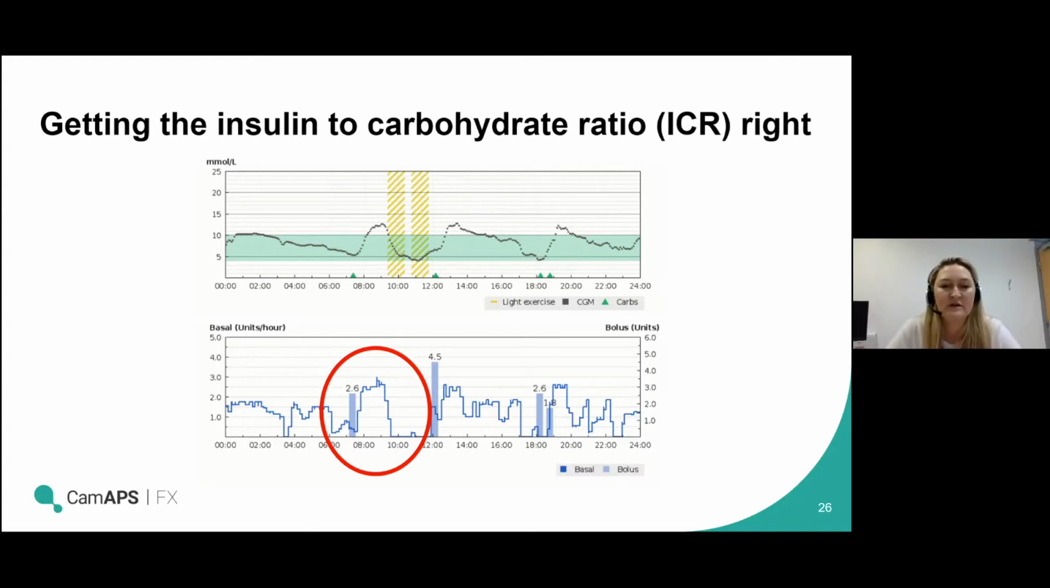So in that situation, you'd be looking to see, is that a pattern? Has that happened a few mornings? Do I need to be more aggressive with that carb ratio? Or actually, is it the type and the quality of carbohydrate and the amount of carbohydrate that's being taken that needs to be considered as well? It might be a mixture of all those things.